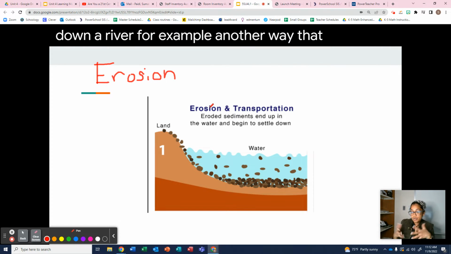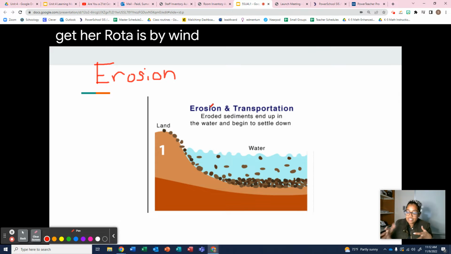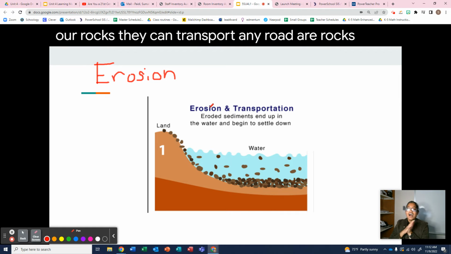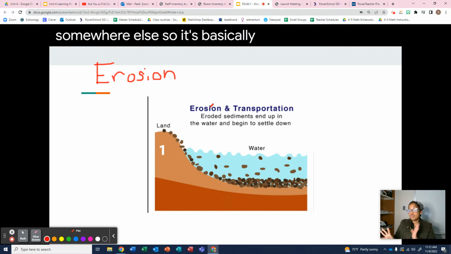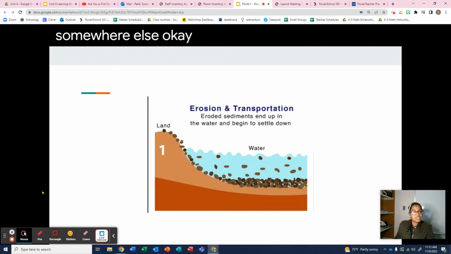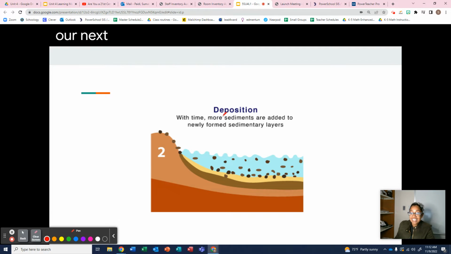Another way that things can get eroded is by wind, right? So our wind can move our rocks. It can transport and erode our rocks to somewhere else. So it's basically just movement. Erosion is a process of our rocks getting carried to somewhere else. Okay, now let's go ahead and look at our next phase.